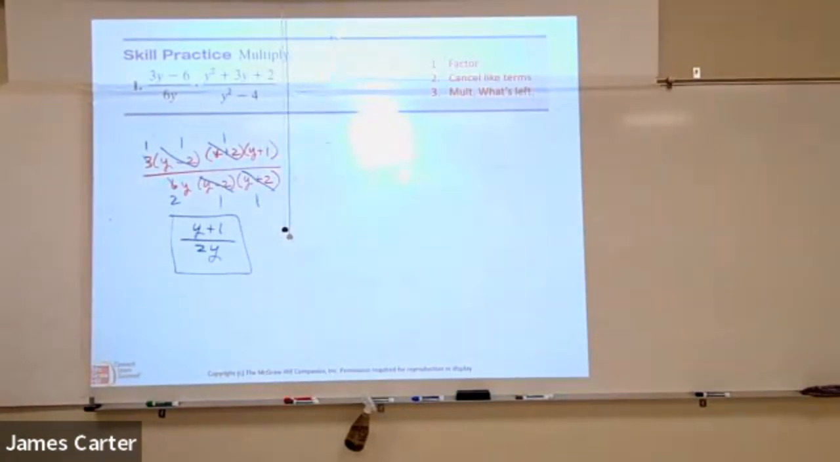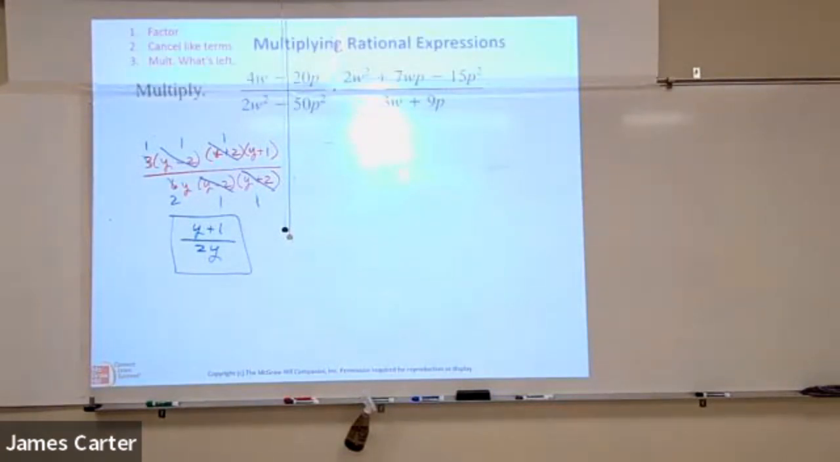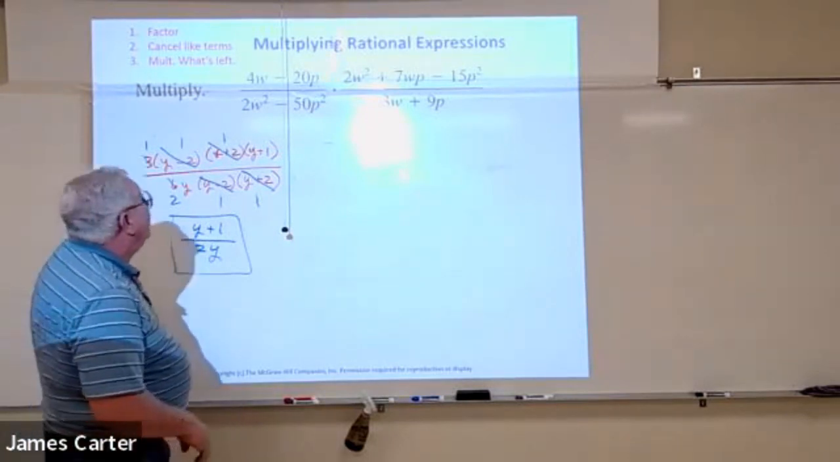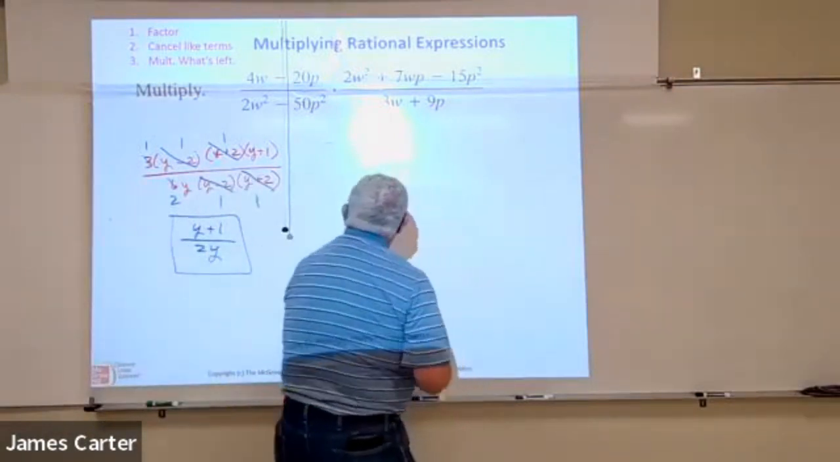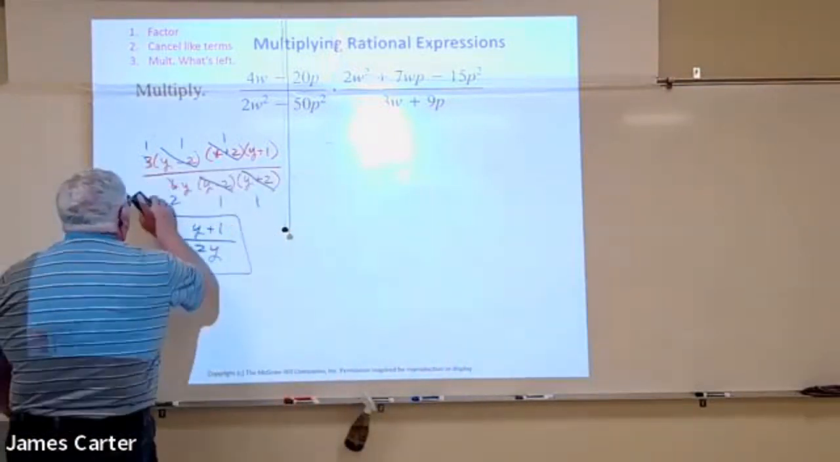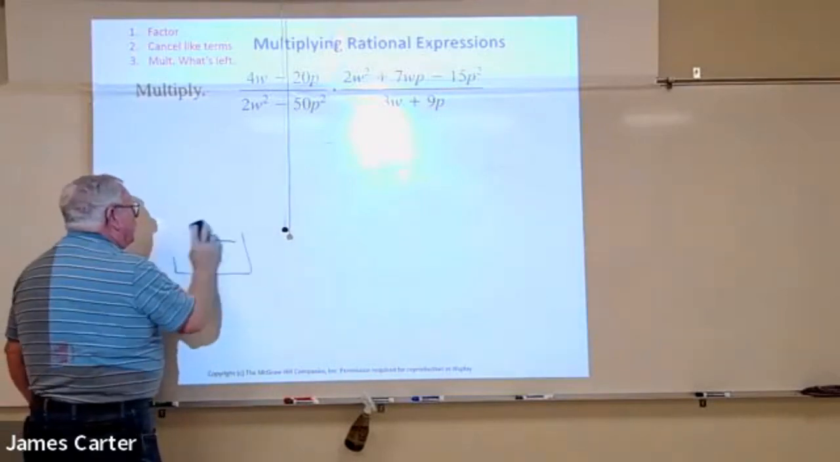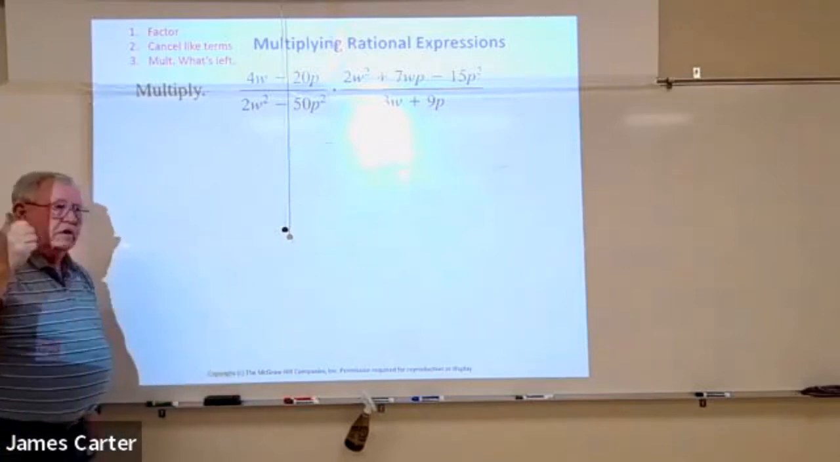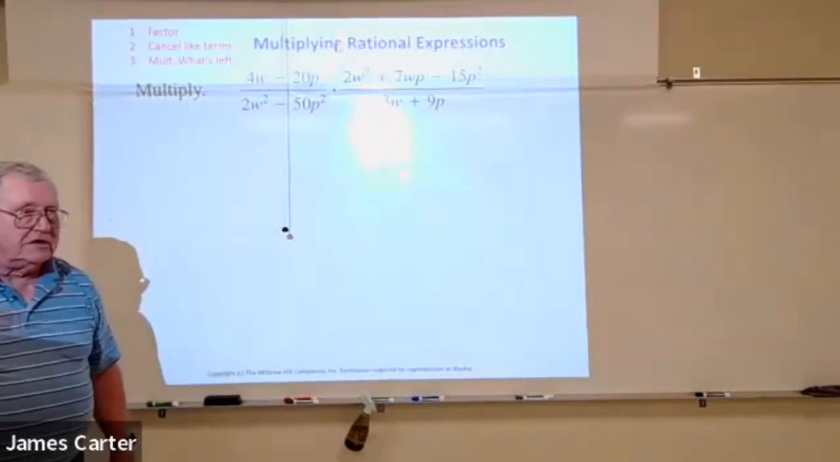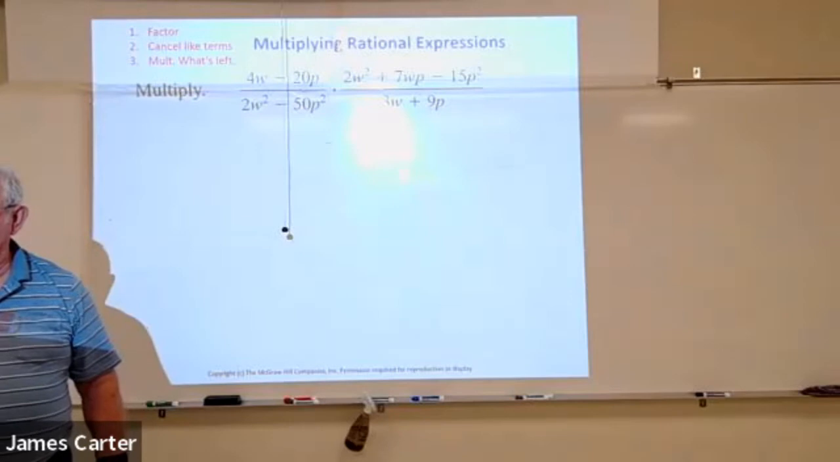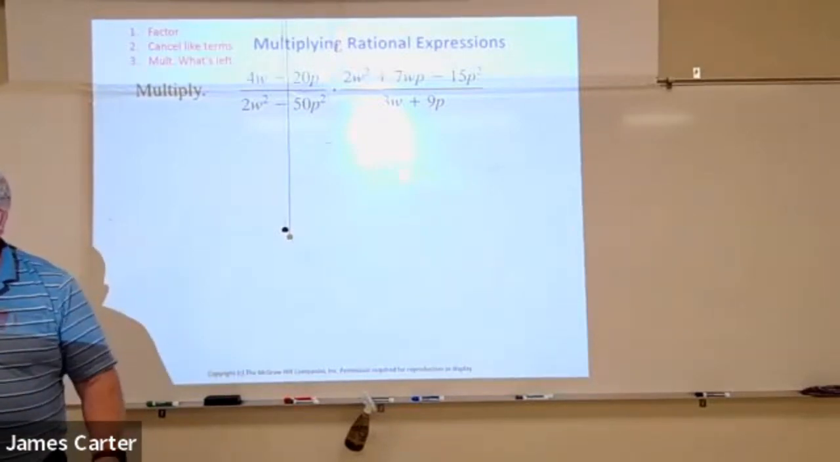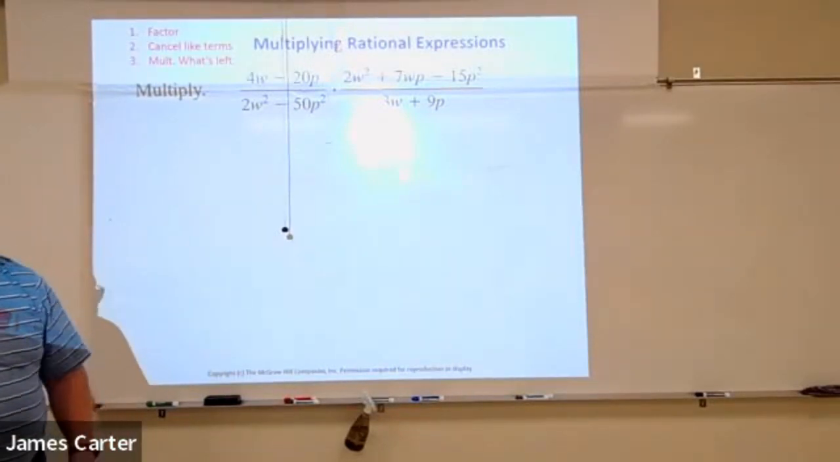Again, there are your steps. Looking nastier and nastier, aren't they? But how are we going to approach this one? We're going to factor the numerators, factor the denominators, cancel what we can, and multiply out, simplify whatever's left over.